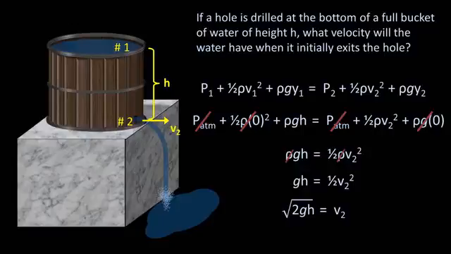This is historical trivia, but this solution is called Torricelli's theorem. Torricelli is the 17th century Italian physicist who invented the barometer and for whom the unit of torr is named. Let's look at another application of the Bernoulli equation, one that's a bit more complicated.